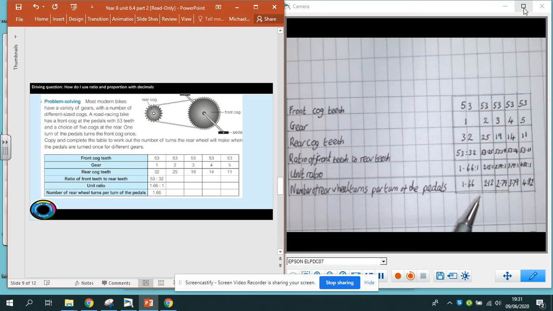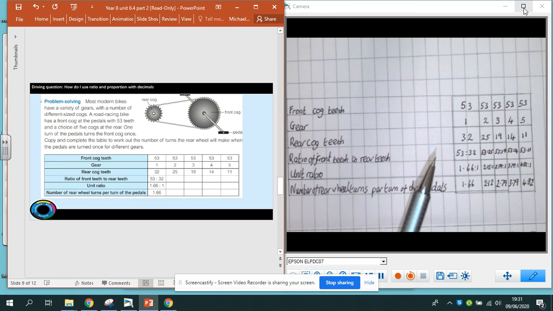For every 1 turn, so for every 2.21, we're going to have 2.12 turns, 2.79 turns, 2.39 turns, and 4.82 turns. So obviously, in the fifth gear, you get more turns. One turn of the pedals nearly sends the front wheel round 5 times. Nearly. I mean, it's 4.8.